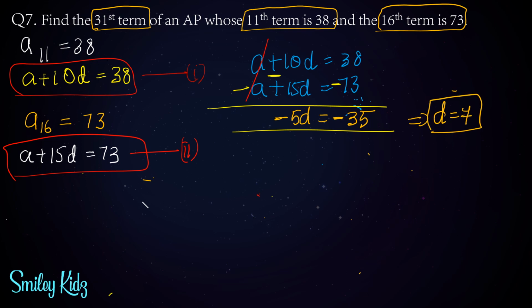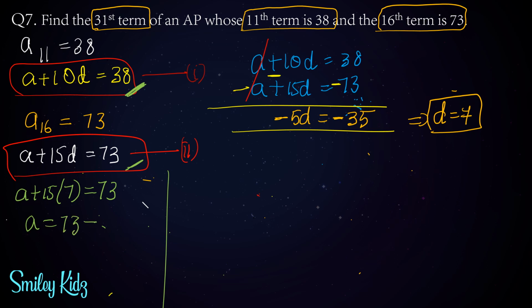Now, you know the value of D. Do you know the value of A? We don't know the value of A. So we're going to substitute it in any one of the equations and then we're going to extract it. Let me suppose I substitute in equation number 2. So it's going to be A plus 15 into 7 is equal to 73. A is equal to 73 minus, what is 15 into 7? It is 105. So what is the value of A over here? It is minus 32.